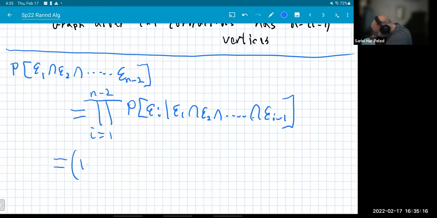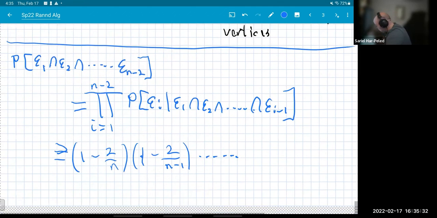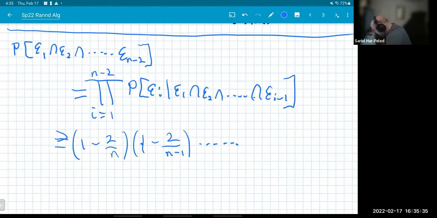So this is larger or equal. Now I'm going to replace each one of the probabilities by what I proved: 1 minus 2 over n, 1 minus 2 over n minus 1, and so on. Let me not write the end of this thing. In fact, let me write it now that I think about it: 1 minus 2 over 3. This is the last term, I believe. Okay, so we have this, right?